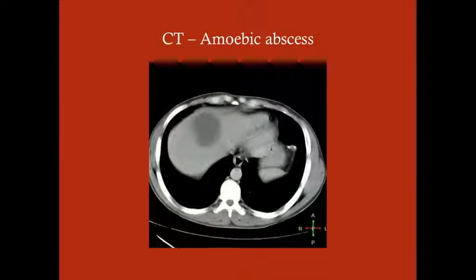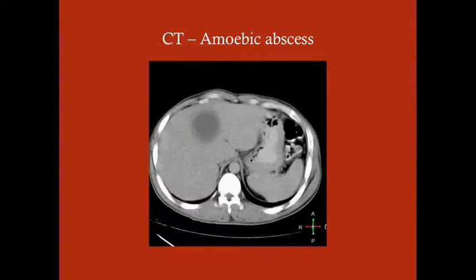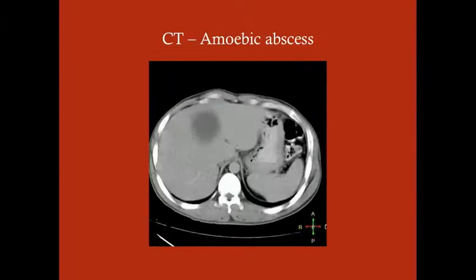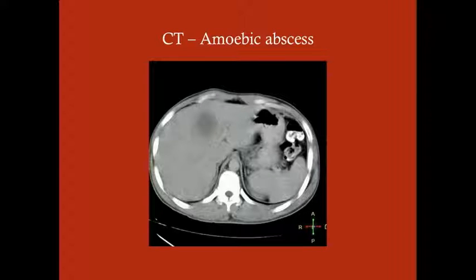So here's an amoebic abscess. I got 4 pictures of them. They're all on the same patient. And so this is looking from superior to inferior. And typically with the amoebic abscess, it tends to be just one locus rather than multiple loci. That's just a rule of thumb, though. That's not all of them.